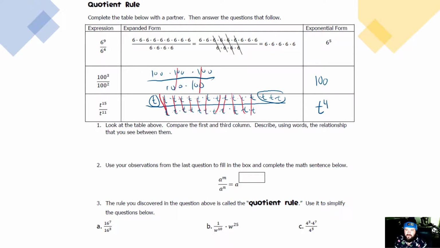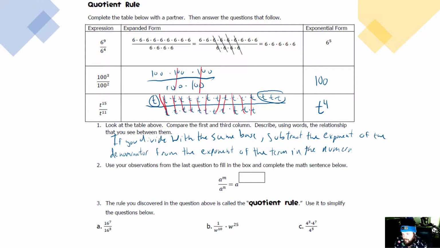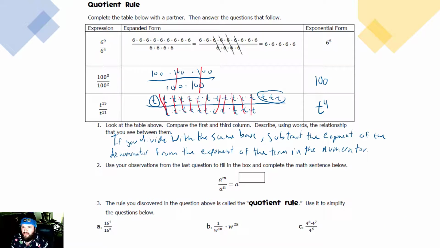So how are we going to do this? What can we compare, or how do we describe the relationship that you see between them? If you divide with the same base, subtract the exponent of the denominator from the exponent of the term in the numerator. So if we have a to the m divided by a to the n, we are simply taking a to the m minus n.